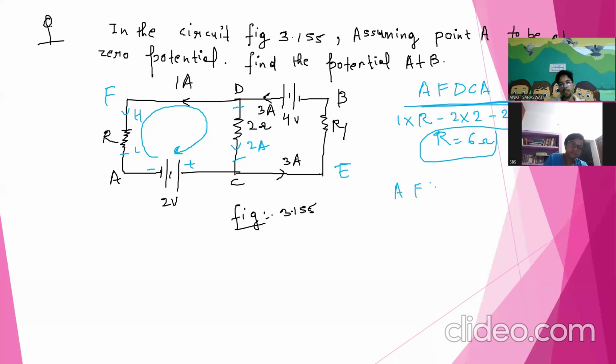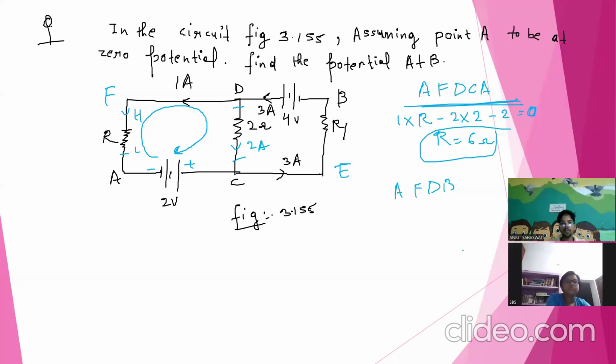Because they are asking the potential at A to be 0, then find the potential at B. They are asking like that. Now the path is from A to F, F to D, D to B. Tell me A to F, how much drop? Current is coming 1 ampere. It will be 1 into 6. And at A, what is the potential at A? VA.